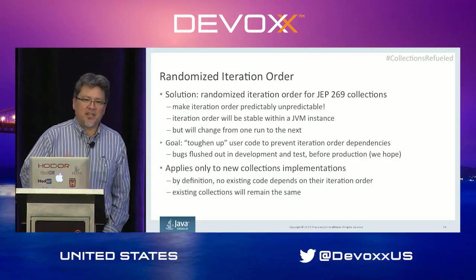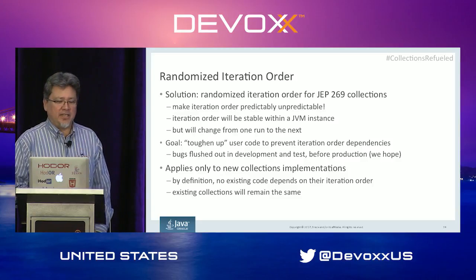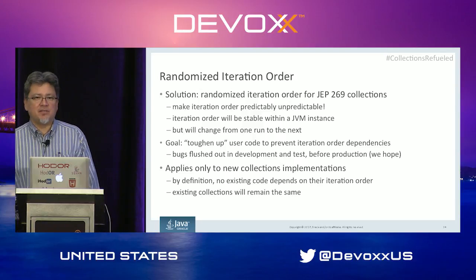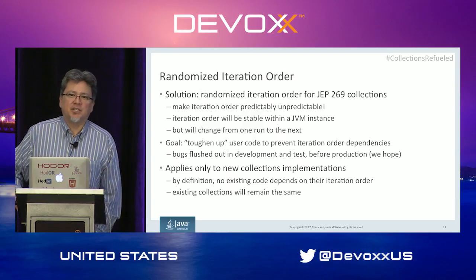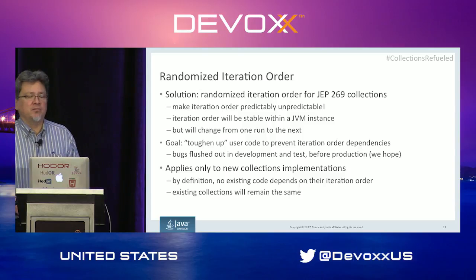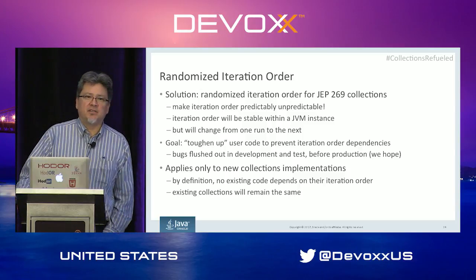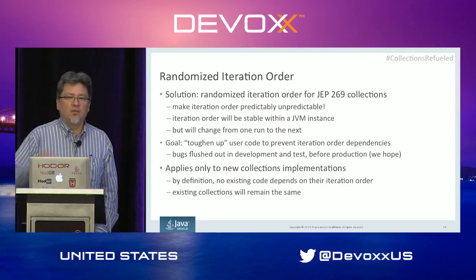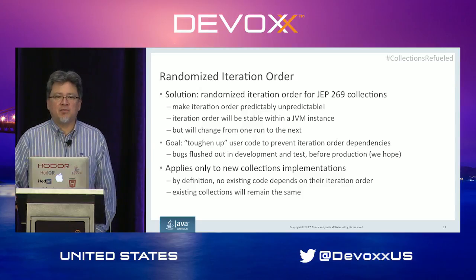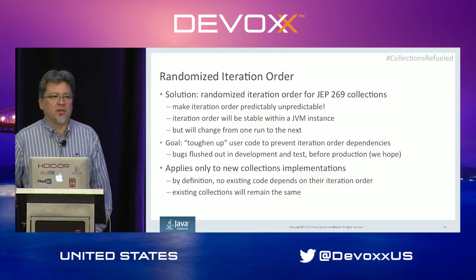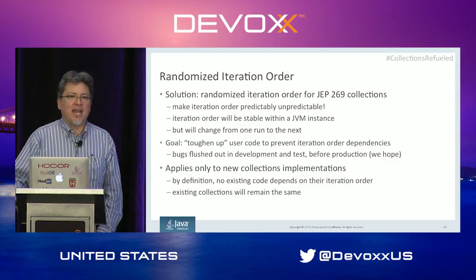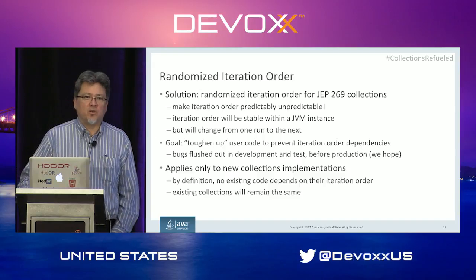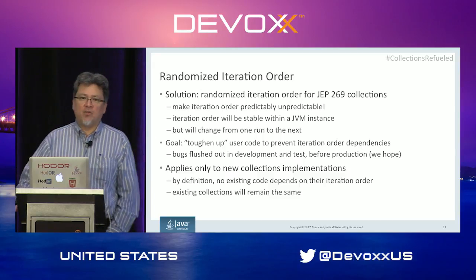So the solution to that, for the new collections only, is that the iteration order is randomized. What happens is at VM launch, it gets a random number which is XORed into the hash code. And so the effect is that from one run of the JVM to the next, the iteration order of the sets and maps returned by the new factories will change.